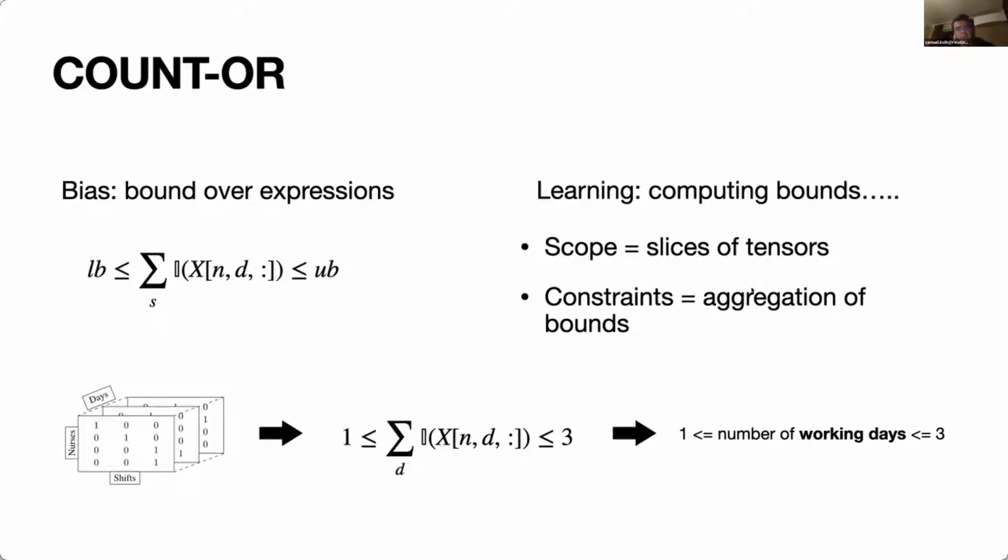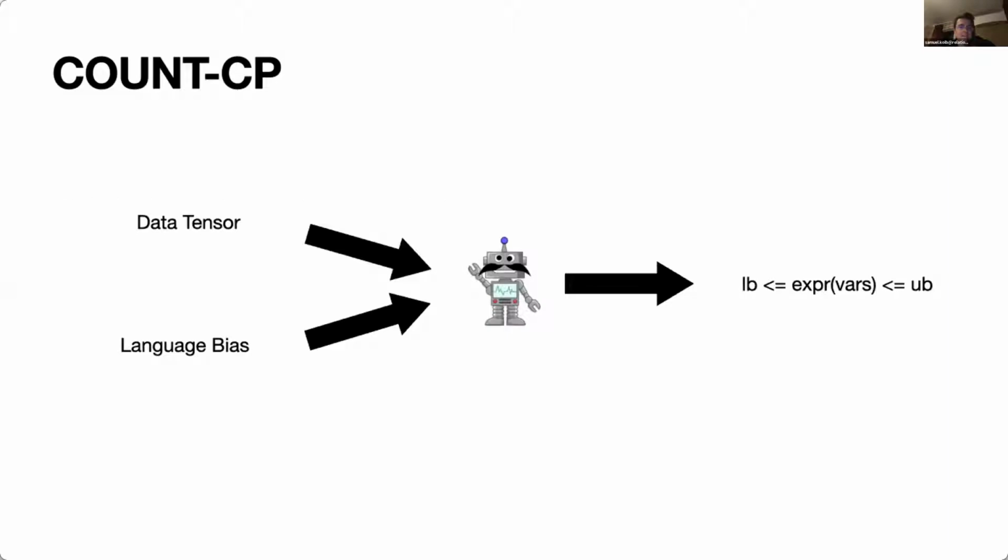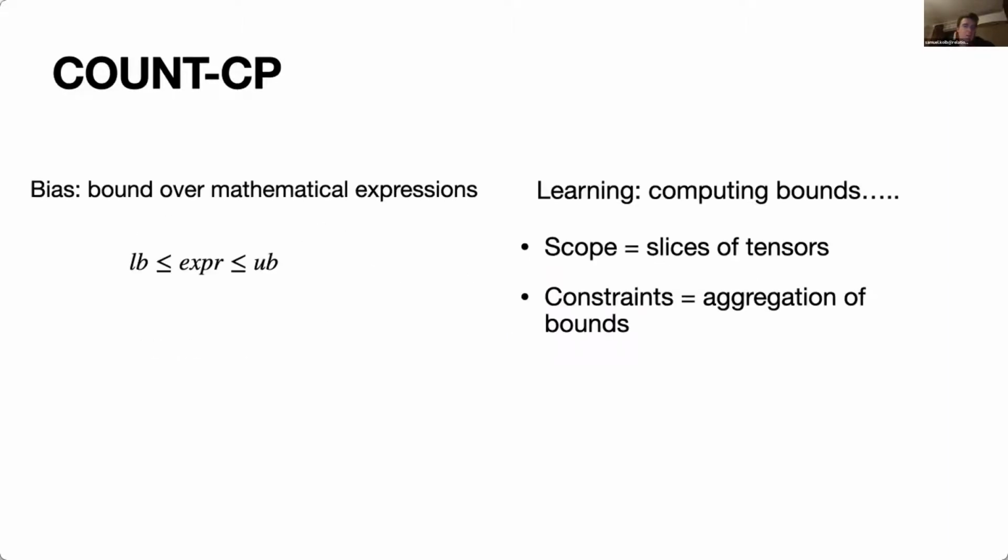And this was an interesting approach, because it takes away the usual approach where you just say yes or no, there's a constraint. Instead, we're looking at quantities, like these bounds. And that's led us to what we considered for this submission, CountCP, where we learn a bound over mathematical expressions, just like in CountOR. So we have a lower bound, an expression, and an upper bound. And we use a grammar to decide what kind of expressions we're testing for.